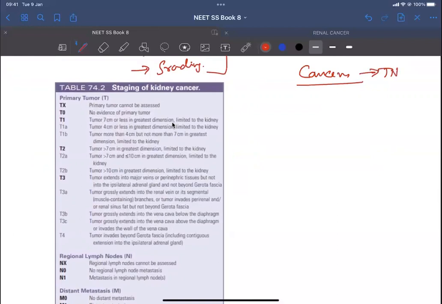Cancers, they all have this TNM staging. And the way to remember is, start from the bottom.